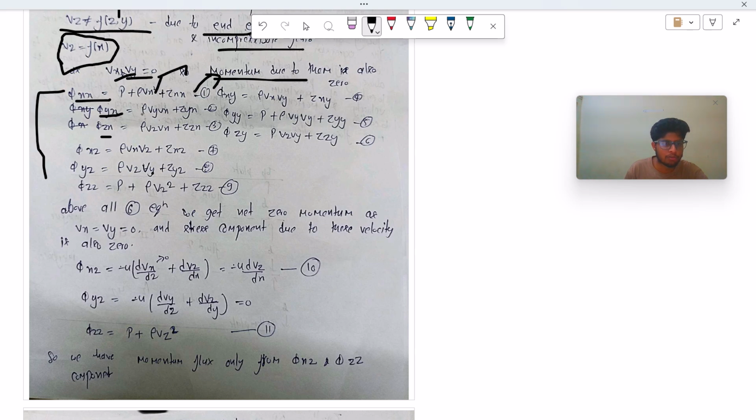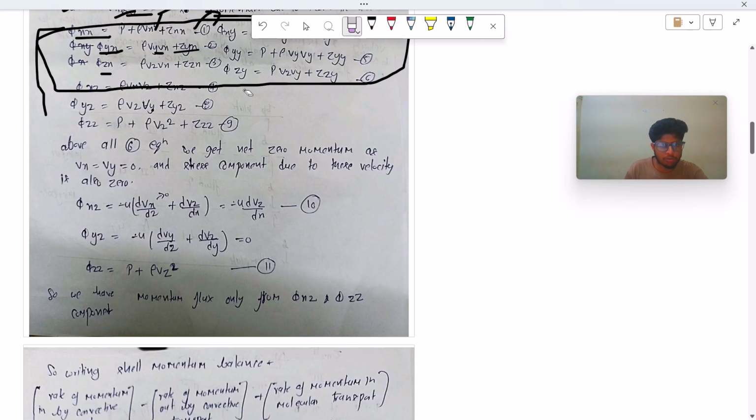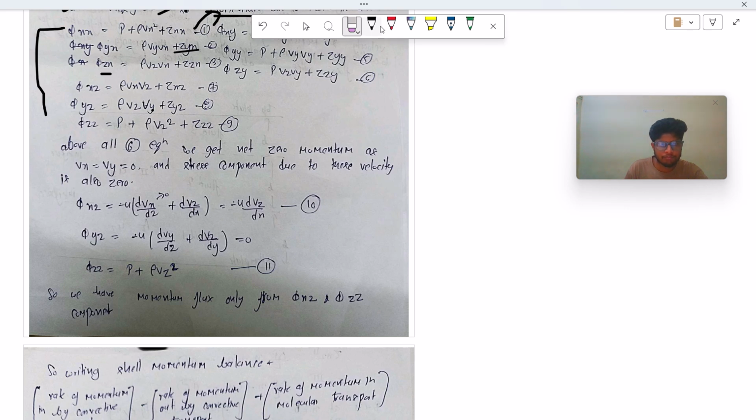φyx will be 0 as Vy is 0, and τyx is 0. Similarly, for all these six equations, we have net momentum equal to 0. So we are left with only three momentum equations: φxz, φyz, φzz.